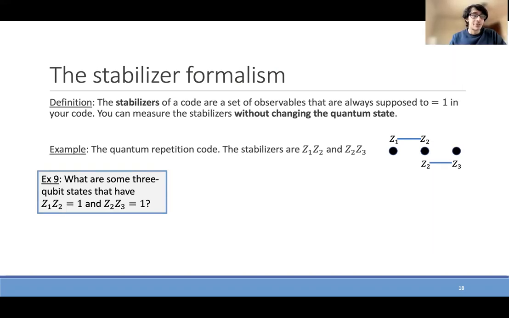So here's an exercise. Just name me some states that have Z1, Z2 equal to 1. Give me an example of a state that has Z1, Z2 equal to 1, and then give me an example of a state that has Z2, Z3 equal to 1.